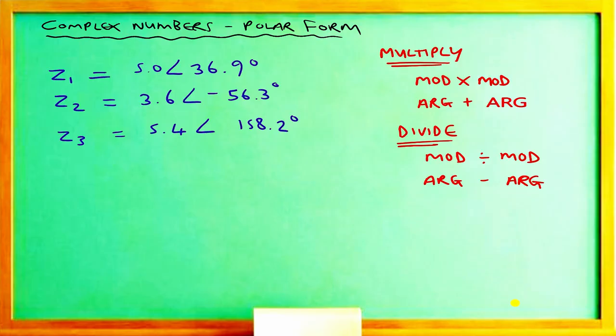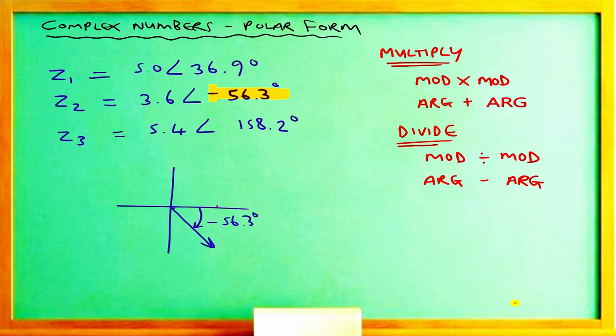This is one of the huge advantages of working in polar form, because multiplication and division is much more straightforward. Just before we do that, I want to talk briefly about this angle here of minus 56.3. Although we've expressed that as a negative angle, we could just as easily have expressed it as a positive angle. Because if that angle is minus 56.3, as shown on the diagram here, then we can also express that as a positive, and the positive angle would have been this angle here.